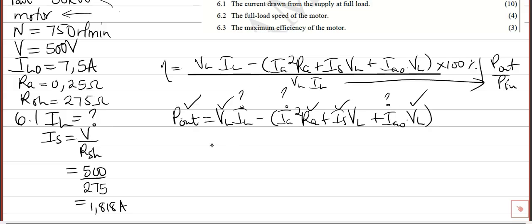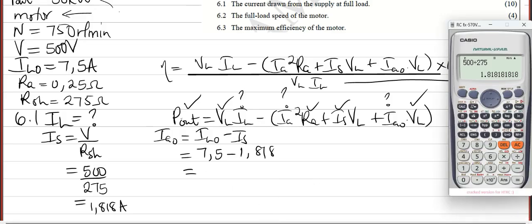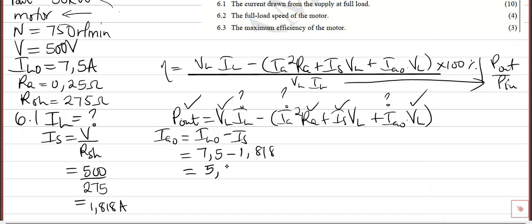Now it can help us to find IAO. We have IAO, which is going to be ILO minus I shunt, because it's a motor. They gave us 7,5 minus 1,818. Here we have 7,5 minus 1,818. We have how much? 5,682. We have 5,682 amps. So we now have our IAO.